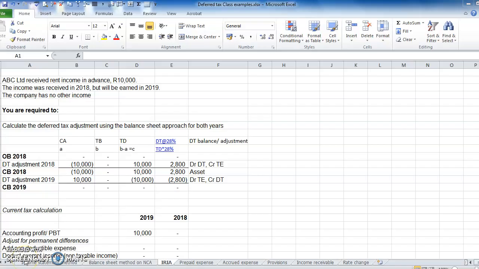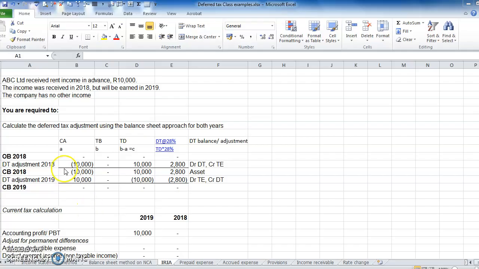ABC Limited received rent income in advance, and that amounted to 10,000 Rand. The income was received in 2018 and will be earned in 2019. From an accounting perspective, in 2018 we record the income received in advance, and in 2019 we record the income. From a tax perspective, in 2018 we tax the income received, the income received in advance from an accounting perspective. So in 2018 the income is taxed, and the company has no other income. Calculate the deferred tax adjustment using the balance sheet approach for both years.